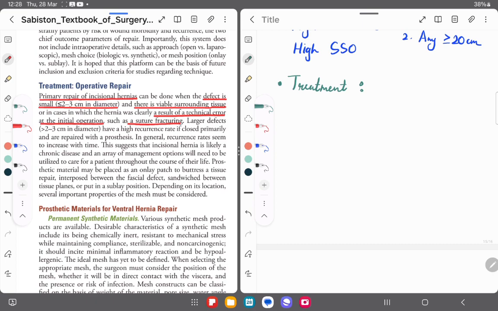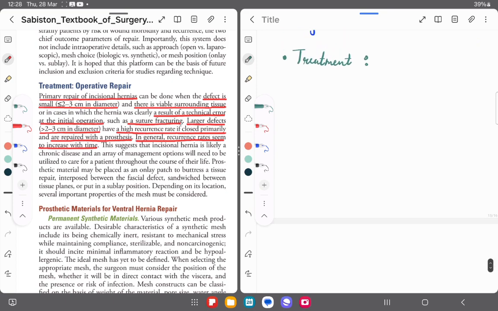Larger defects, more than 2 to 3 cm in diameter, have a high recurrence rate if closed primarily and are repaired with a prosthesis. In general, recurrence rates seem to increase with time. This suggests that incisional hernia is likely a chronic disease, and an array of management options will need to be utilized to care for a patient throughout the course of their life. Prosthetic material may be placed as an onlay patch or to buttress a tissue repair, interposed between the facial defect, sandwiched between tissue planes, or put in a sublay position. Depending on its location, several important properties of the mesh must be considered.